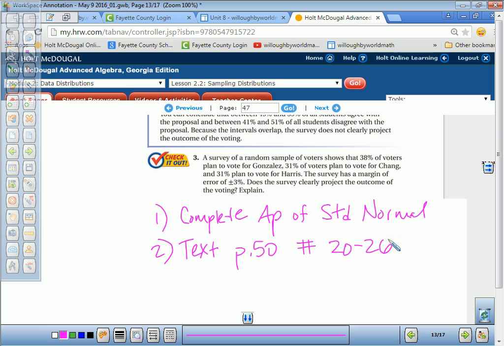If you happen to finish early, you are welcome to study for another course. Many of you have an AP test coming up that you could use this time. If you happen to finish early, just make sure you aren't bothering your neighbors. And we'll see you tomorrow.